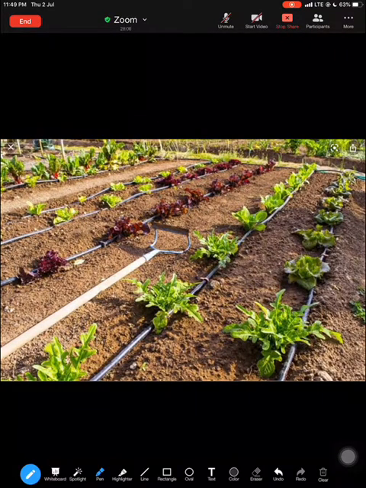So we've learned about tank irrigation, we learned about canal irrigation, and the different forms of irrigation practiced in our country. Thank you.